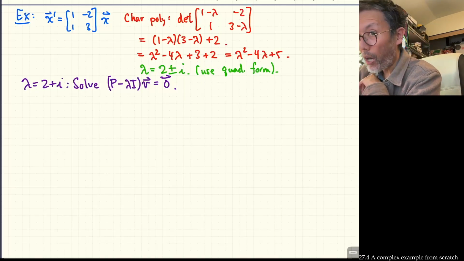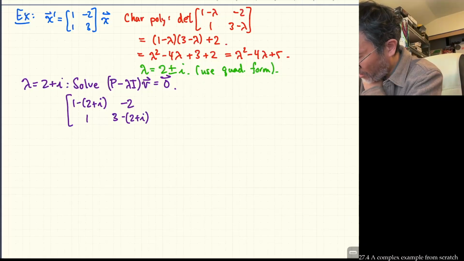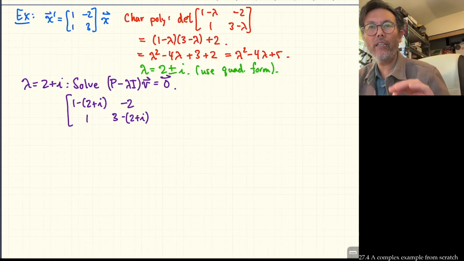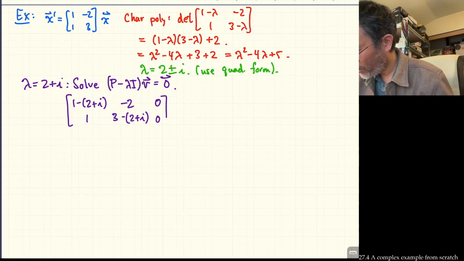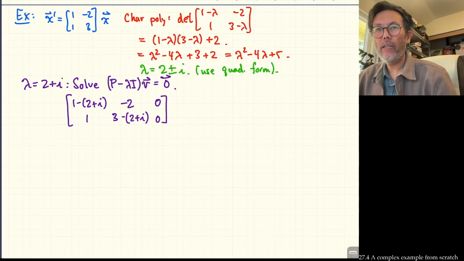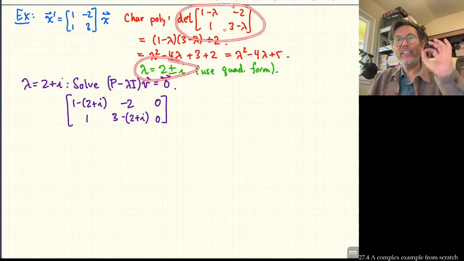Okay? So I'm going to write down an augmented matrix. The augmented matrix is going to be [[1 minus (2 plus i), -2], [1, 3 minus (2 plus i)]]. And notice my use of parentheses, okay? Very important for good hygiene. Oh, and I can make this an augmented matrix if I want to. But the point that I really want to emphasize is that I know from the calculation that I did for the eigenvalues that the determinant of this matrix with these lambdas stuck in there is 0.